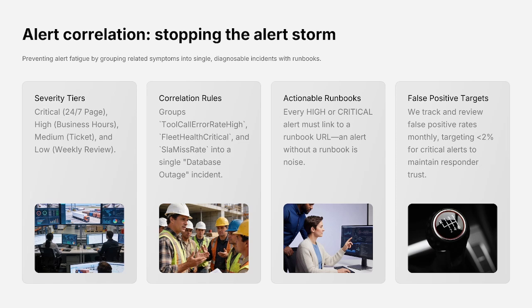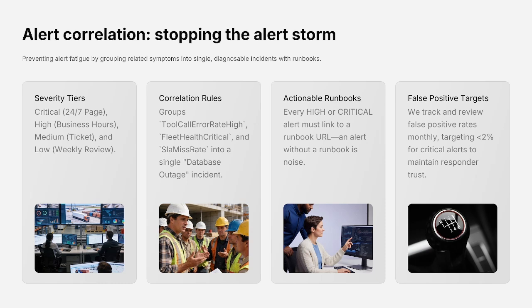So we have severity tiers. Set alerts for severity, like critical 24/7 page, high business hours, medium ticket, and low weekly review. So you can set this level of alert based on severity: critical, high, medium, low. So you set a weekly alert for low severity level, set a medium alert for medium severity, high alert for business hours, and critical 24/7 alert, 24/7, that is all the time.